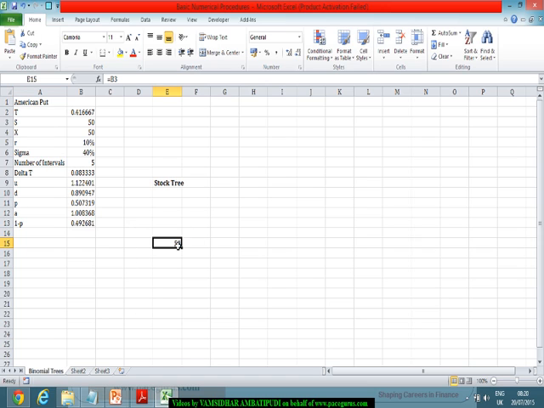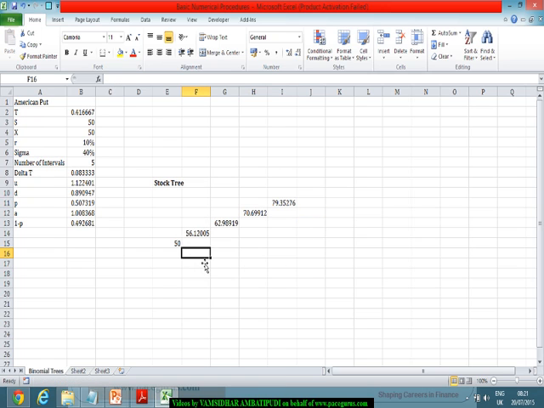Now we are bringing in the stock price tree. We'll create an up movement. If I'm starting to create an up movement for the 5 periods, I'll take this number multiplied by the up factor. The up factor we have got as 1.12. So this is what is going to happen over the 5 periods.